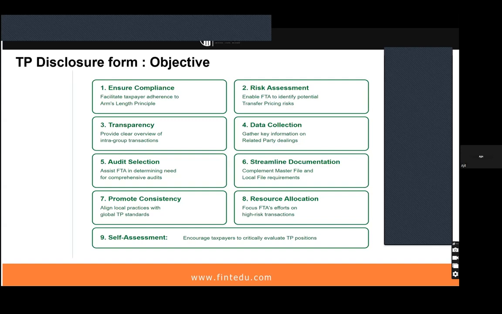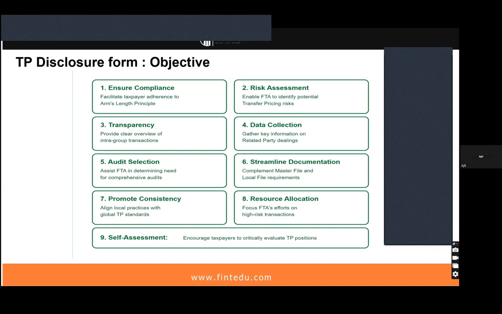This makes the entire scene more complex, because even before the submission of the disclosure form, the local file needs to be prepared and the arm's length analysis needs to be done, because the disclosure form requires us to select the transfer pricing method, and we need to determine the arm's length price.